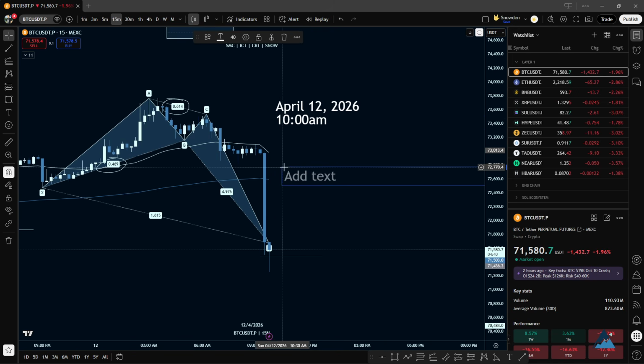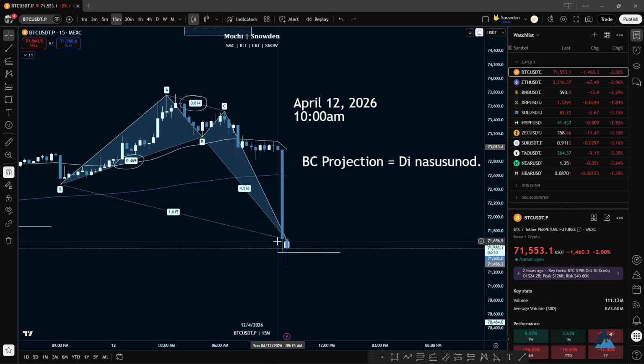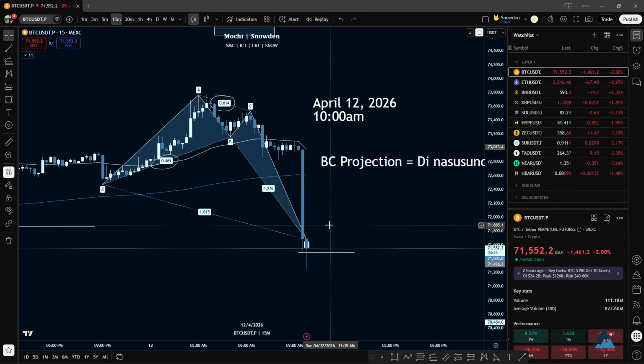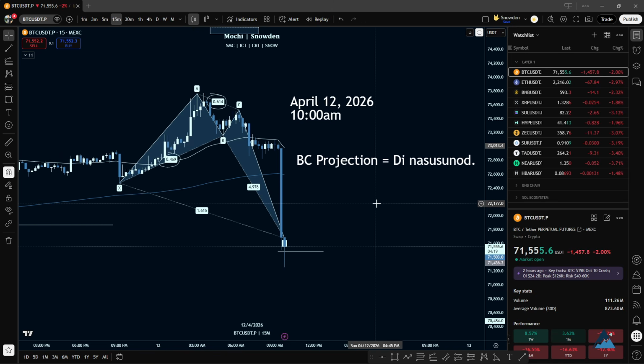Because based sa turo din sa akin ni Arken and then ni Gore is that BC projection sometimes hindi nasusunod. Meaning that even yung BC projection dito is medyo malayo, there's a chance na mangyari pa din yung harmonics. Okay? So, that's everything that I know about harmonics and could only teach about harmonics. I'm not sure if meron pa akong kulang, no? But, I believe that that's all.